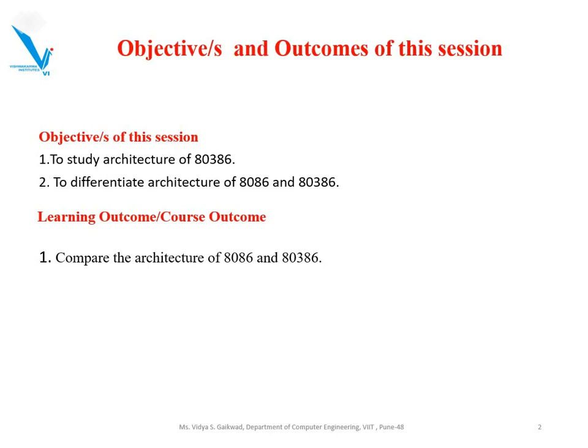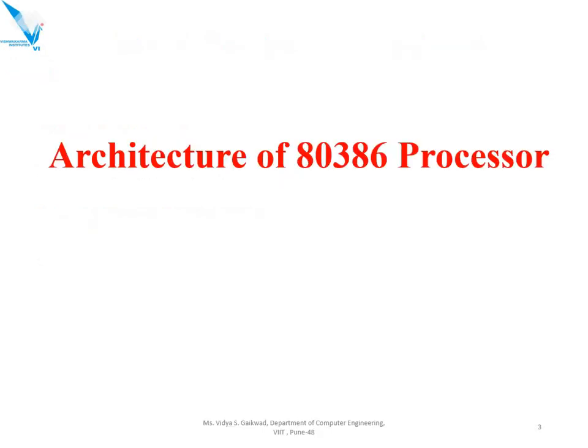The objective behind this session is to study the architecture of 80386. After that, since we have studied the architecture of 8086, the second objective is to differentiate the architecture of 8086 and 386. So the outcome is that the student will be able to compare the architecture of 8086 and 386.